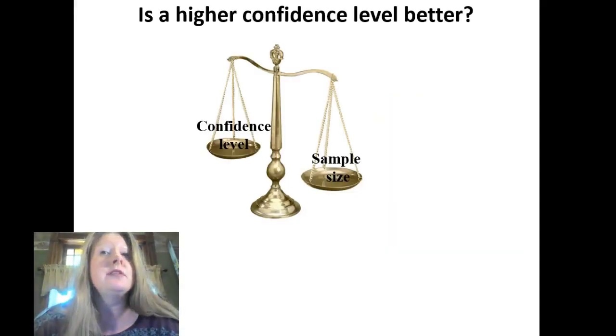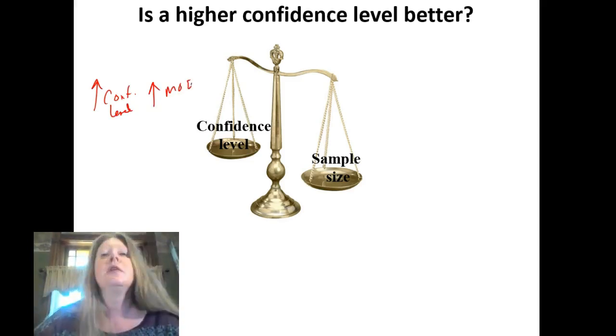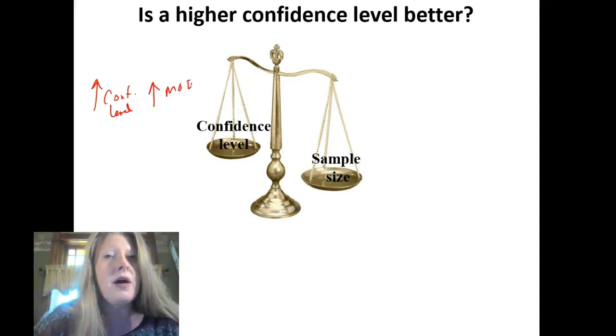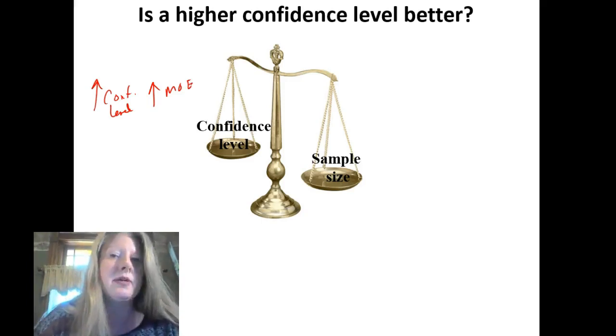So is higher confidence always better? Is a higher confidence level always better? You might be looking at your options and thinking, why don't I just always choose to be 99% confident? Because that interval has a really good chance of capturing the true population parameter. That's correct. But with a larger confidence level comes a larger margin of error. So there's a trade-off here. You can be really confident, but you have to be satisfied with the fact that you're going to have a wider interval and you're not going to have as much precision.